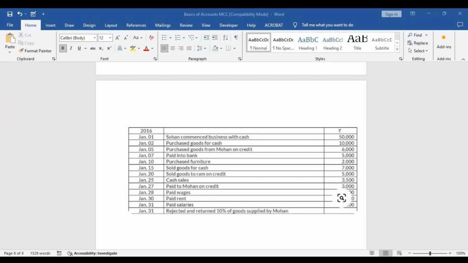Excuse me, ma'am. What's the amount for the last entry? What is the question? Rejected and returned 10% of the goods. So where does Mohan purchase goods from? Mohan on credit, 6,000. Sorry, 10% of 6,000 is the amount. Okay, ma'am.